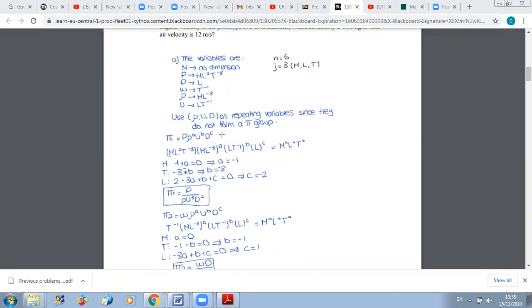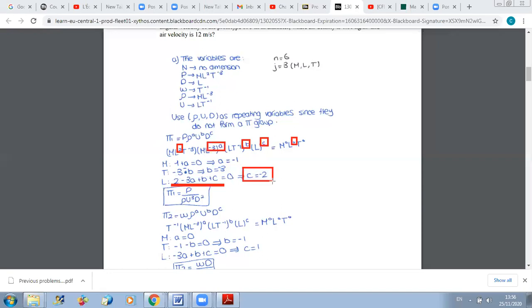To find C, I use the third, the dimension of L. What do I have from the left side? For L, I have L squared, so 2. And here, minus 3 to the power A, so 2 minus 3A. And I still have L to the power B, so plus B, and L to the power C, so plus C. So in total for L, I have 2 minus 3A plus B plus C from the left side, equal to 0 from the other side. For this third equation, I already have A and B. I replace A and B, and I get the value of C.